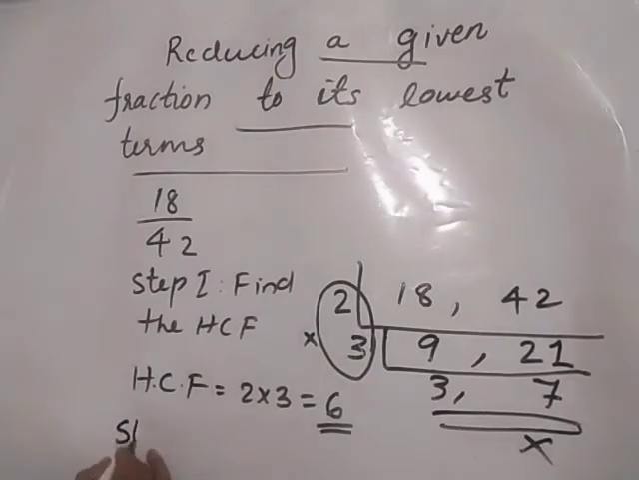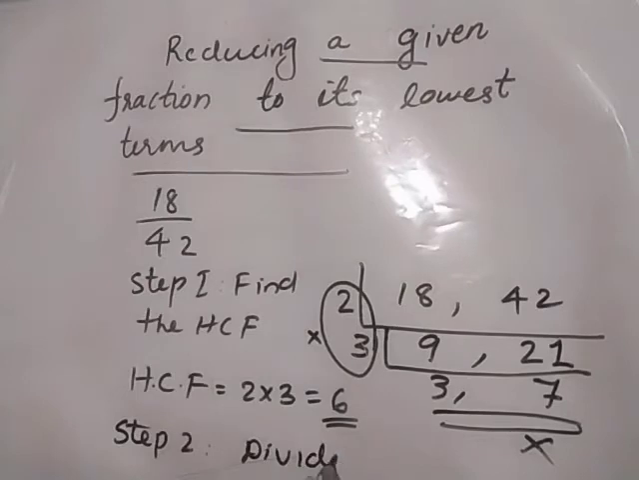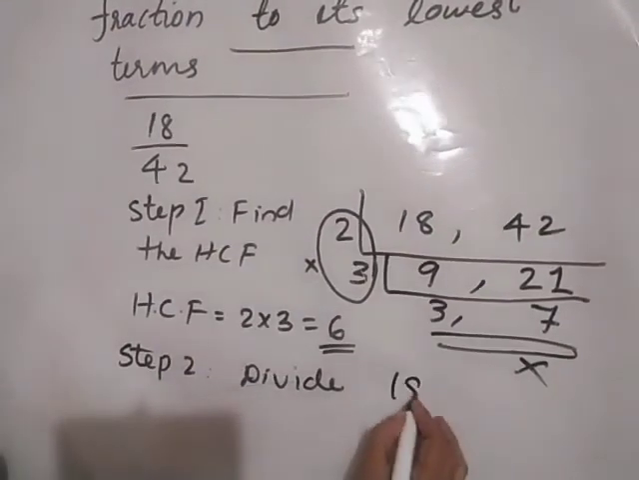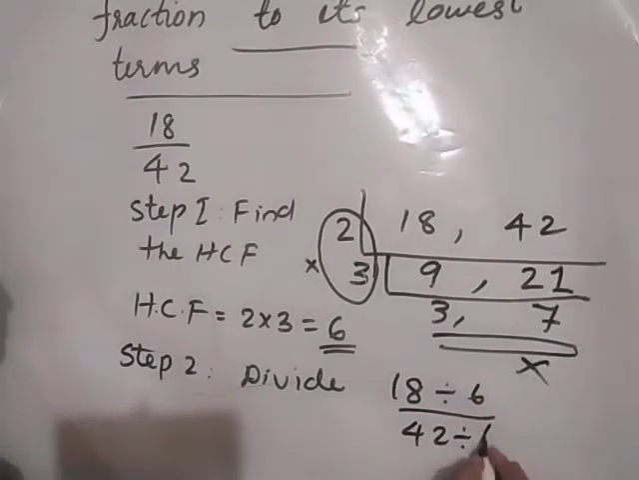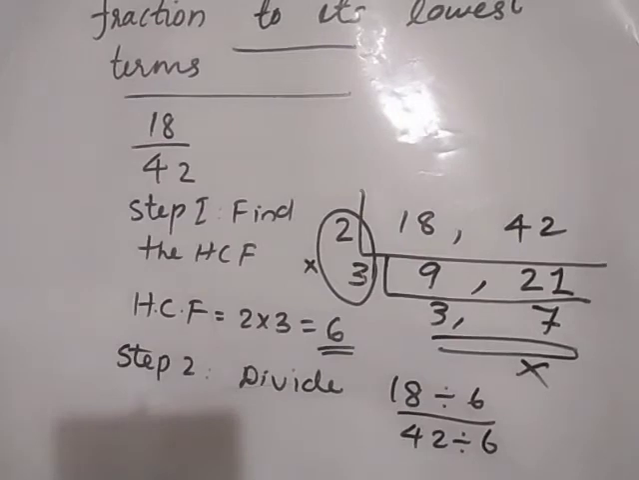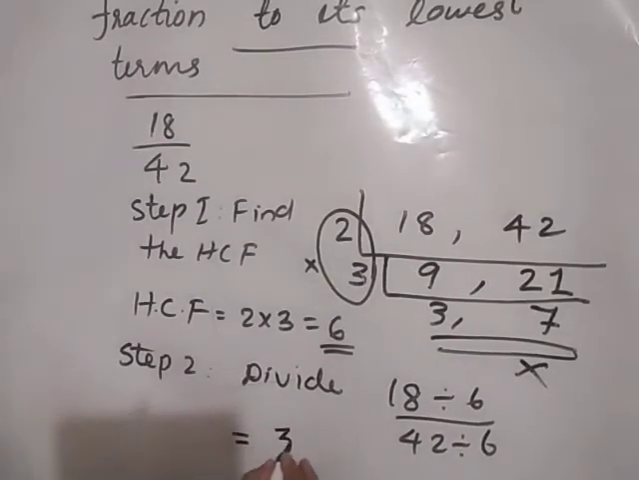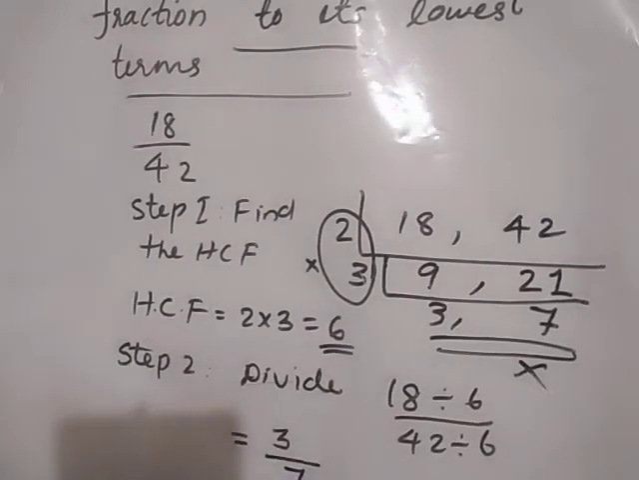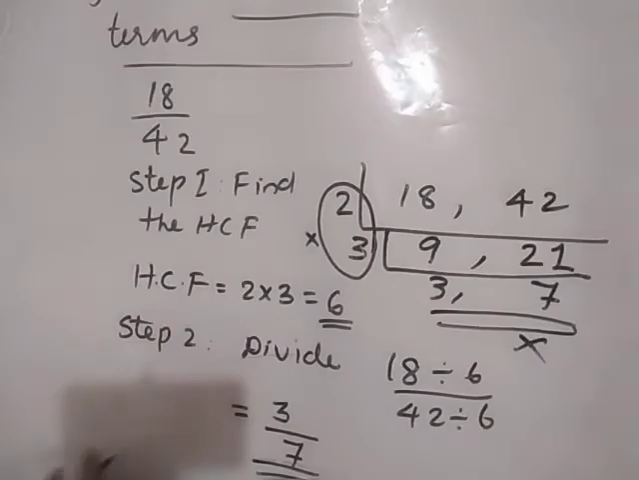Now the second step: divide. Divide 18 by 6 and 42 by 6, which gives the solution. What is 18 by 6? 3 6s are 18. And 42 by 6, 6 7s are 42. Thus we obtained the reduced form of 18 by 42.